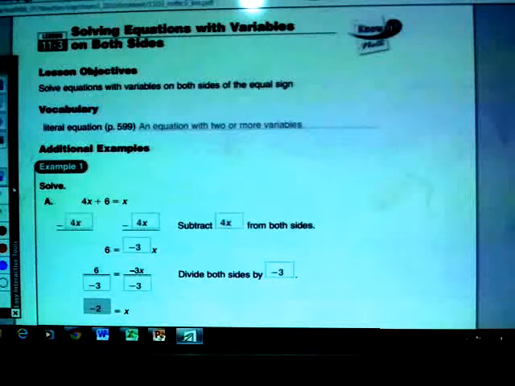Chapter 11, Section 3 in the 8th grade note-taking guide is entitled Solving Equations with Variables on Both Sides. One definition here, the definition of a literal equation. That's an equation with two or more variables. Obviously, if we have variables on both sides, we have to have at least two variables, if not more. So that's, of course, why that definition fits in here.